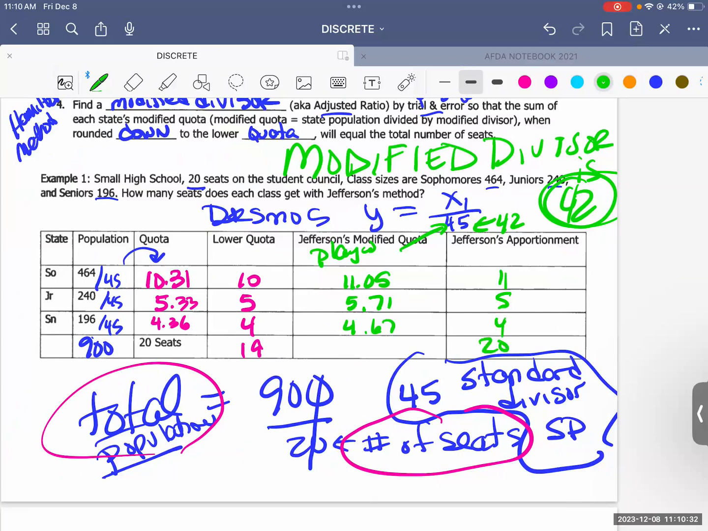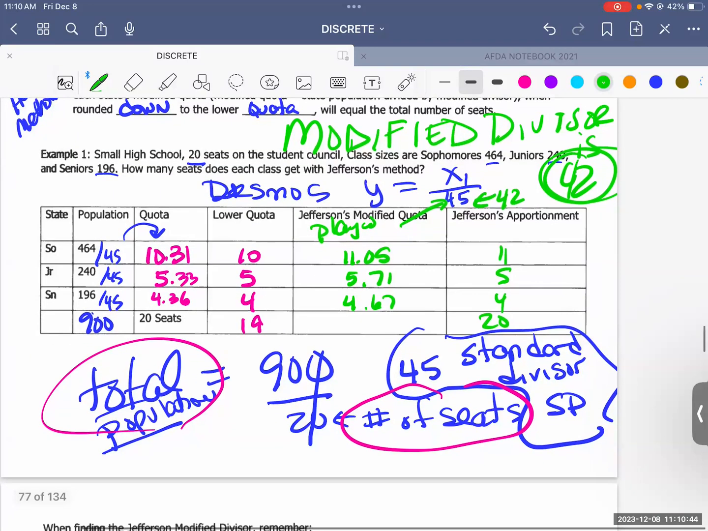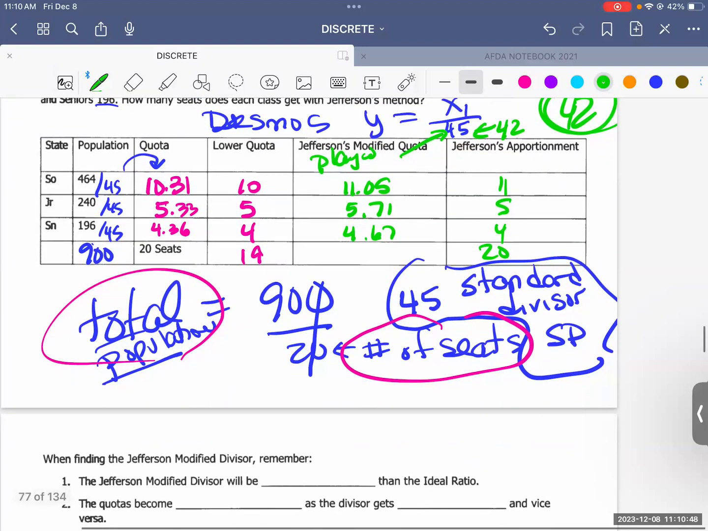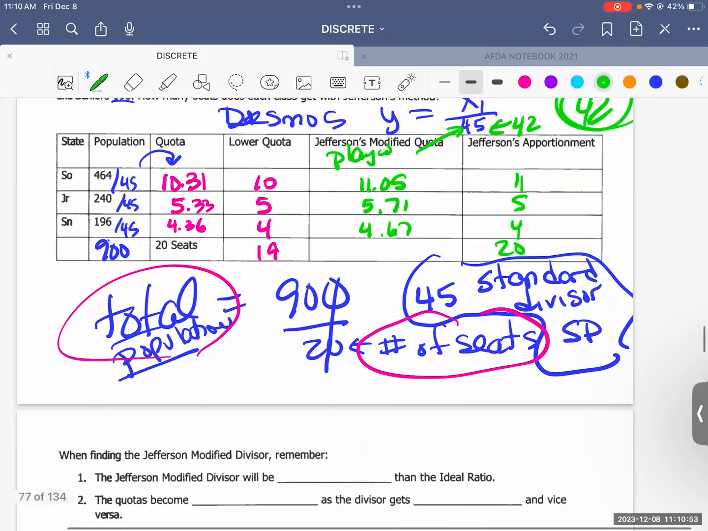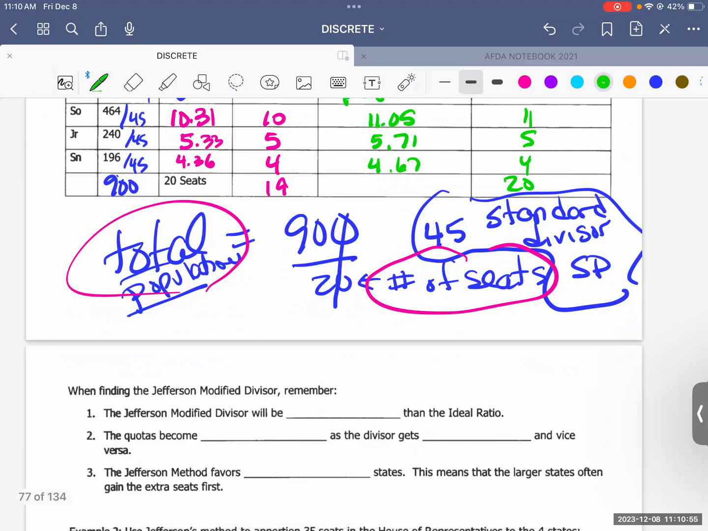Okay. Let's do another one. Just know that we searched long and hard for that one. Write it down there somewhere. Do you see what I did though? Okay, let's do another one. The Jefferson divisor will be smaller than the ideal ratio.